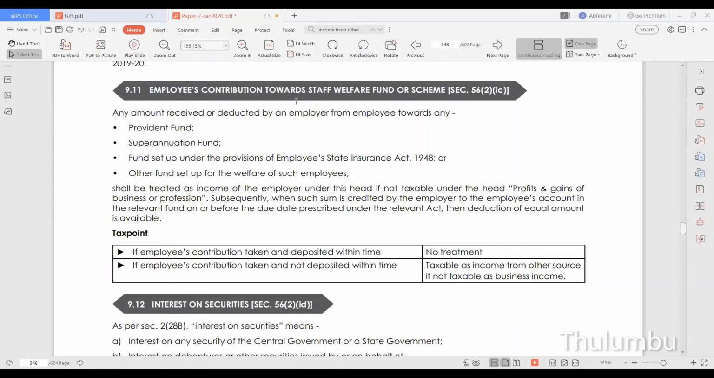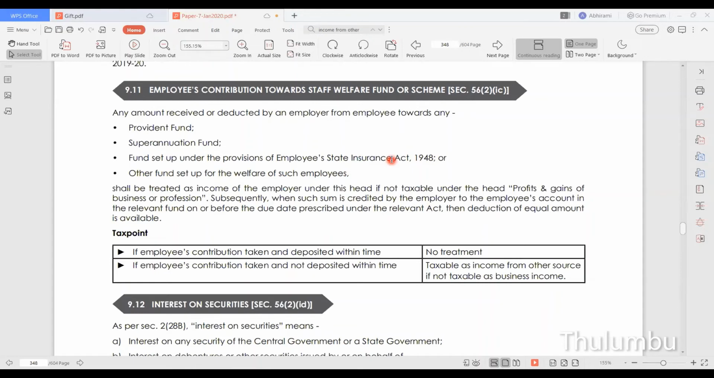So next is employee contribution towards staff welfare fund or scheme. In cases like provident fund, superannuation fund, fund set up under the provisions of the Employees' State Insurance Act, or other funds, the employer will also contribute and the employee will also contribute.